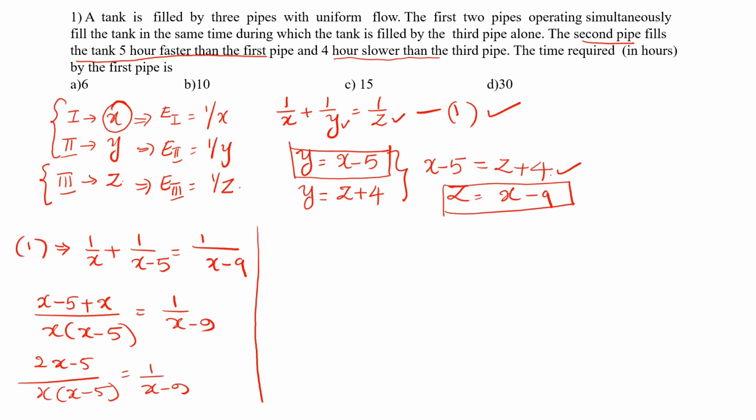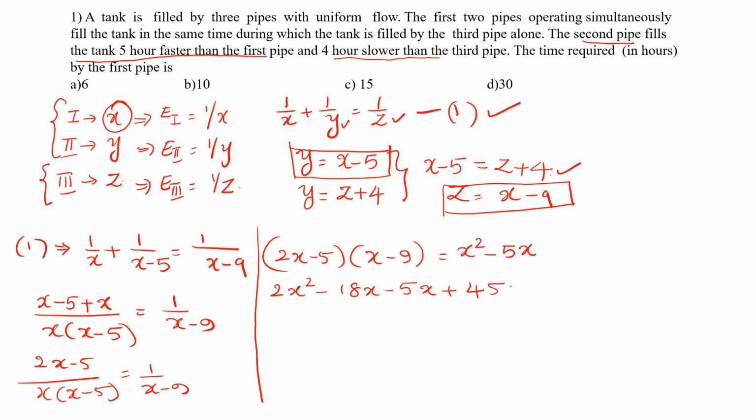Now cross multiplying, 2x minus 5 into x minus 9 equal to x into x minus 5, that is x square minus 5x. Now this is 2x square minus 18x minus 5x plus 45 equal to x square minus 5x. Now minus 5x and minus 5x got cancelled. Now 2x square minus x square, that is x square minus 18x plus 45 equal to 0.